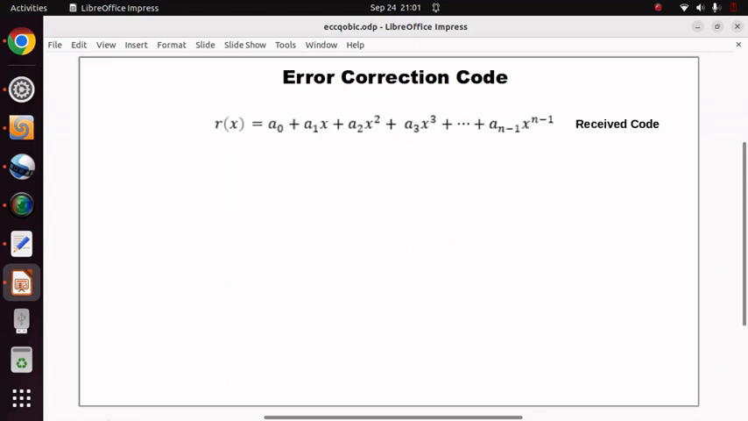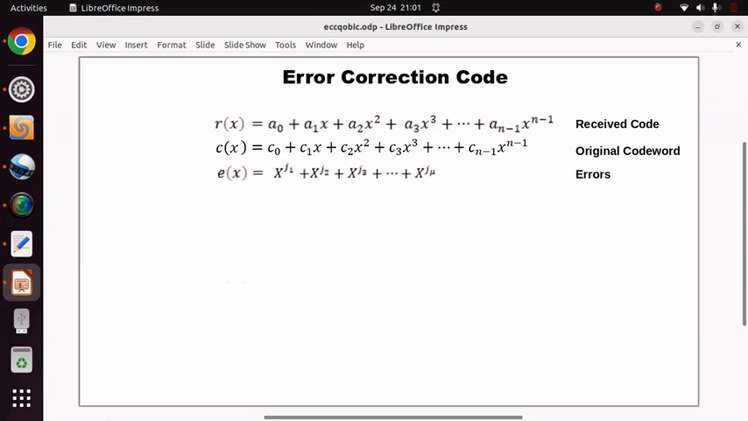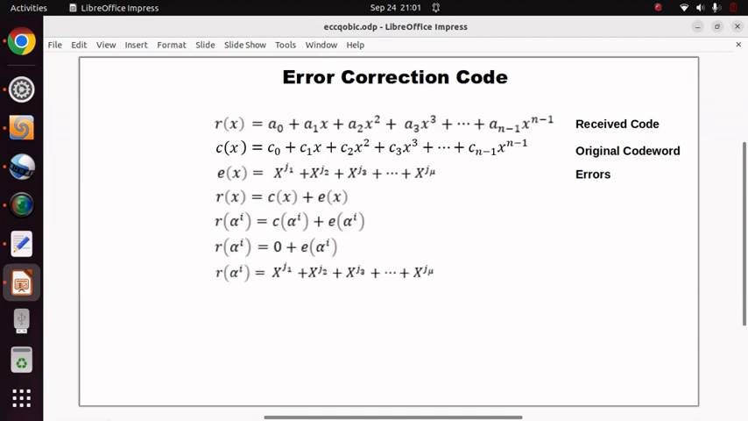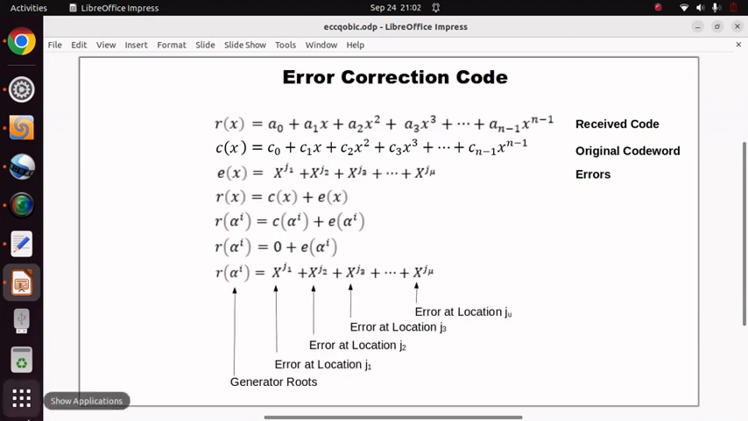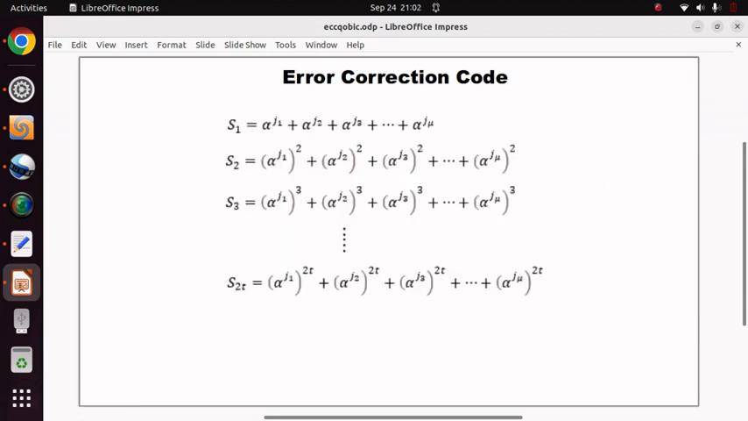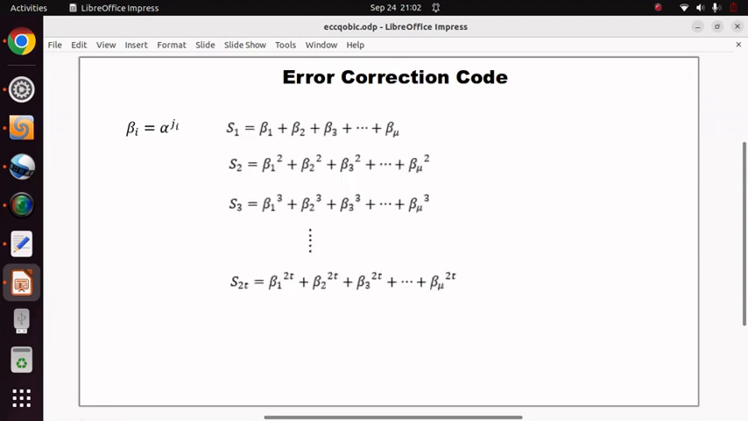A received code consists of the original valid code word and additive error noise. Because the generator roots evaluation of the code word is zero, the syndromes are all from the contribution of the error polynomial. Therefore, it may have 2T syndrome values containing error information. For expression simplification, use an index for the power of the root.